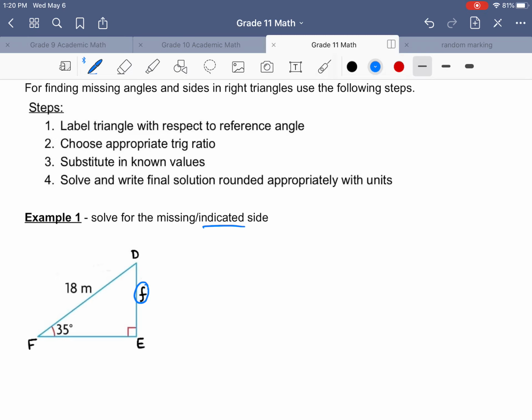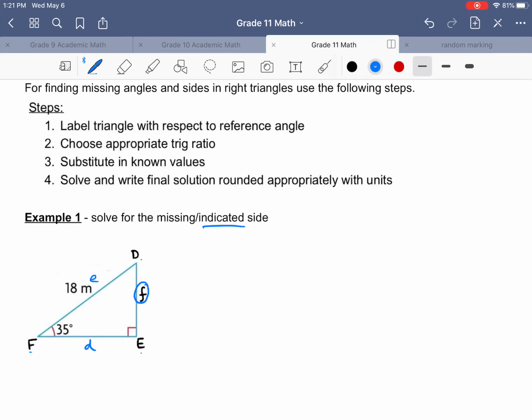And notice how the labeling is done with the triangle here, that we have uppercase letters in each corner of the triangle, and then across from it we would label with the lowercase. So we can label along the bottom here with the lowercase d, and we can label this other side here with a lowercase e.